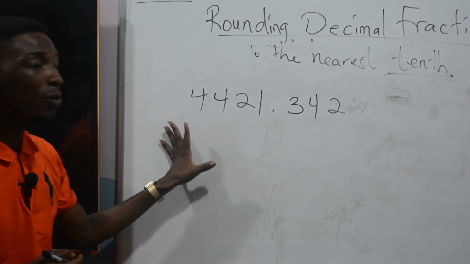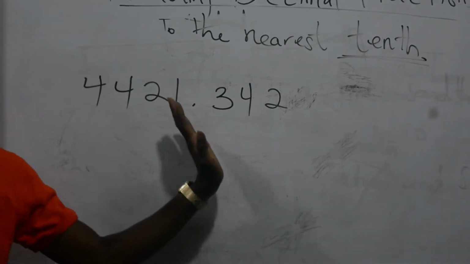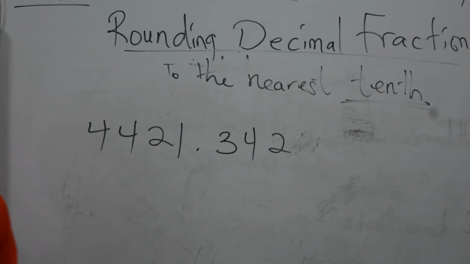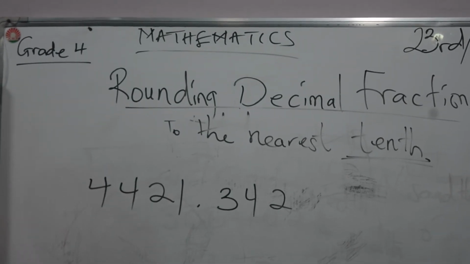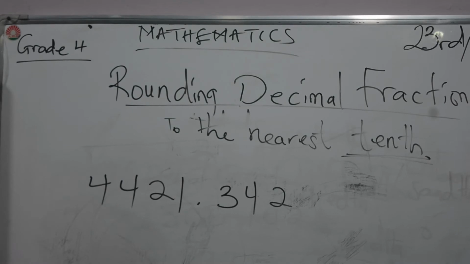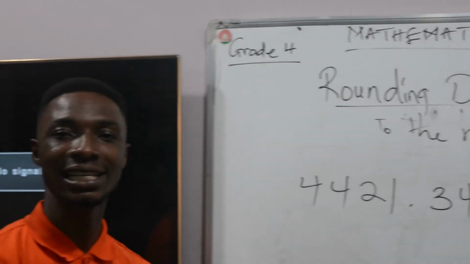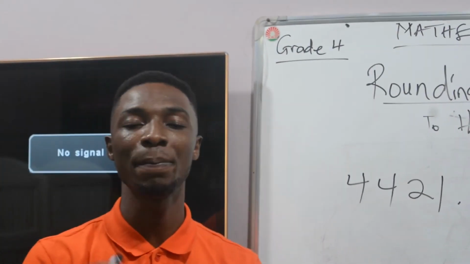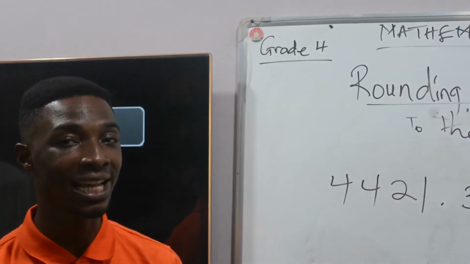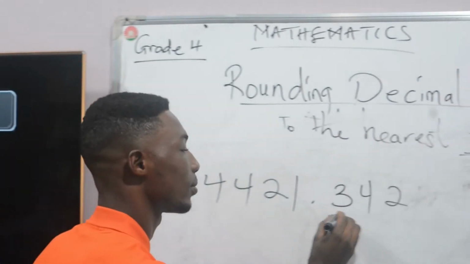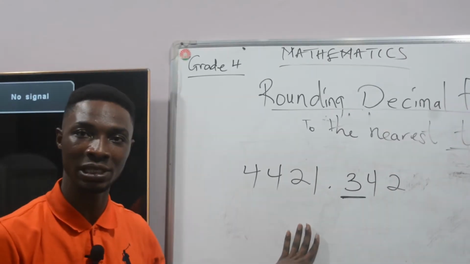Now we have 4,421.342. That is the number we have here. We have to round this number to the nearest tenth. What have I told you so far? I have said when you have a question like this, the first thing to do is to locate the place value of interest. So we are interested in the 10th position. So let's underline our 10th position. That is the 3. The 3 is the one occupying the 10th position.